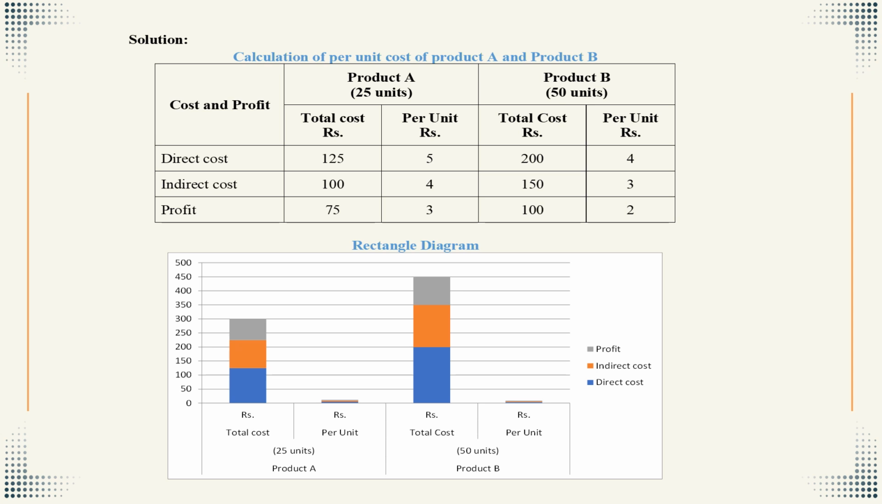Then the rectangle diagram is represented in the total cost of product A and per unit cost of product A. Then total cost of product B, per unit cost of product B, and this is 25. Total cost divided by 25 gives per unit cost for A, and total cost divided by 50 gives per unit cost for the product B. The total cost is well represented and divided according to the profit element, indirect cost and direct cost.